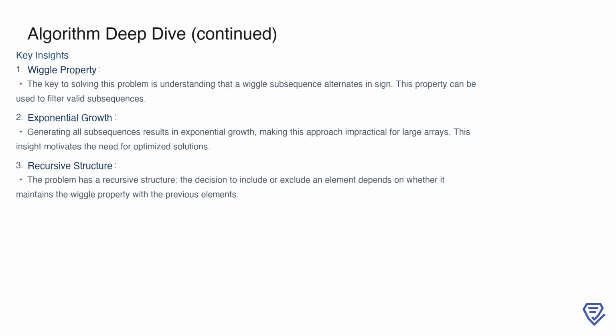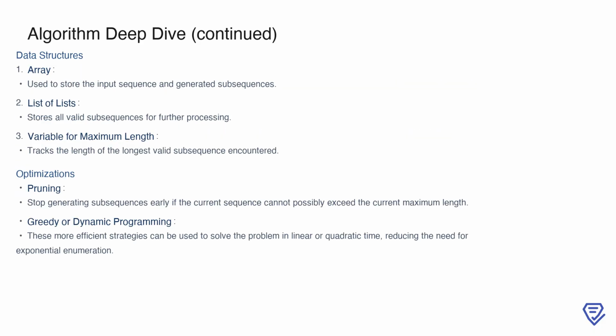Finally, the problem has an underlying recursive structure. The decision to include or exclude an element in a subsequence depends on whether it maintains the wiggle property with the previous elements. Recognizing this recursive nature helps pave the way for more optimized solutions, such as dynamic programming or greedy algorithms. To implement the brute force solution, we rely on a few key data structures.